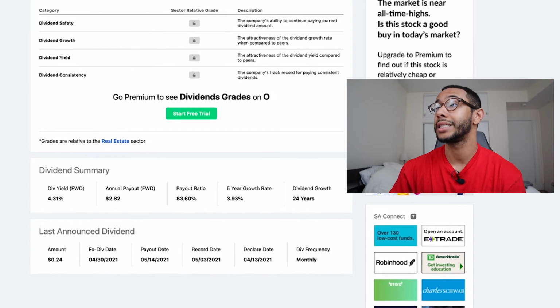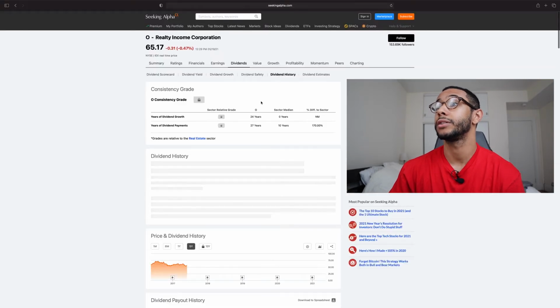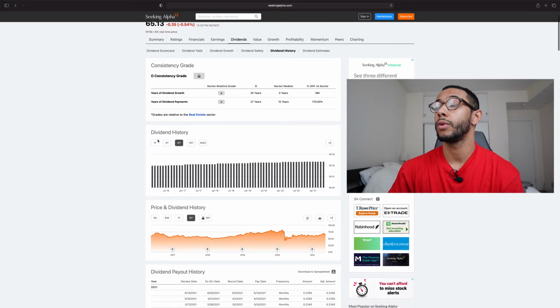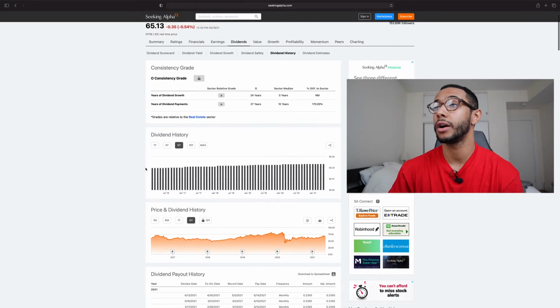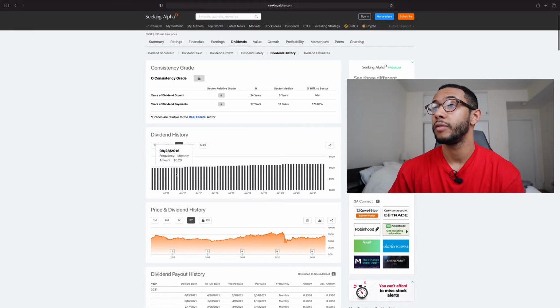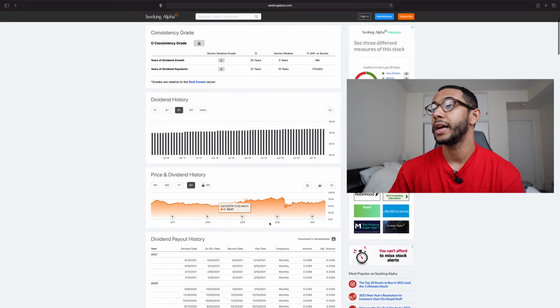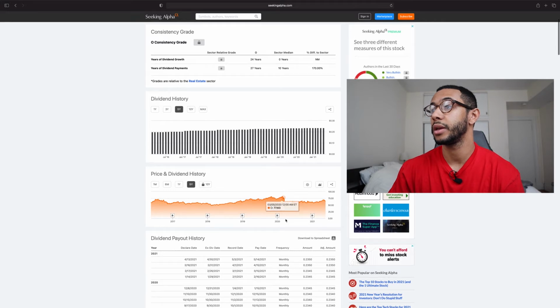I also like to check right here the dividend history. Over the 5-year history chart, as you can see, they've been increasing their dividend at a great pace. 22, 23, 24 now. As you can see right here, this is when the pandemic hit.